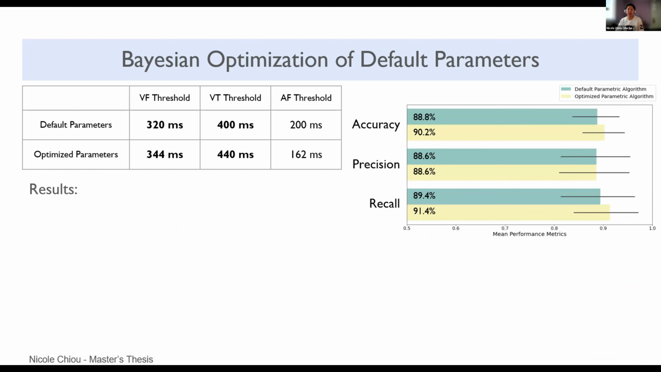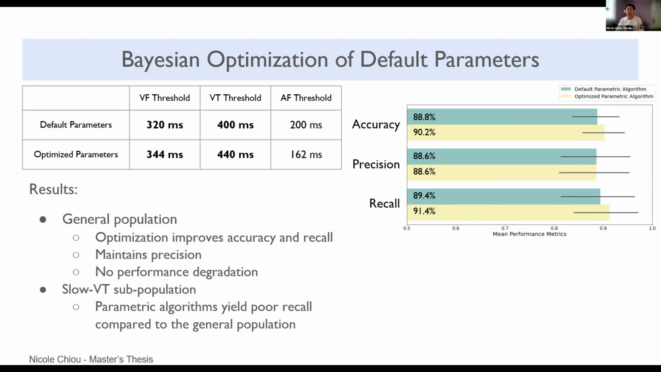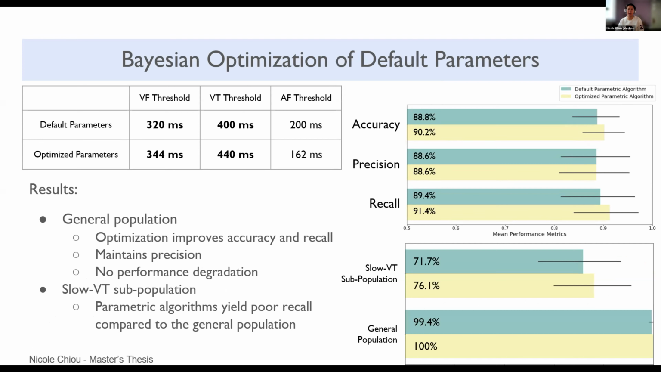BayesOpt improved the performance of the parametric algorithm across the general population, increasing the accuracy and recall while maintaining the precision. However, both the optimized and default parametric algorithms underperformed on patients with VT ventricular rates that were slower than the VT threshold because a VT duration was never started during detection, yielding poor recall for these slow VT patients as their VT episodes were ignored by the algorithm. Bayesian optimization improved the slow VT subpopulation recall by relaxing the VT threshold, reducing the number of VT episodes that went undetected by the algorithm.